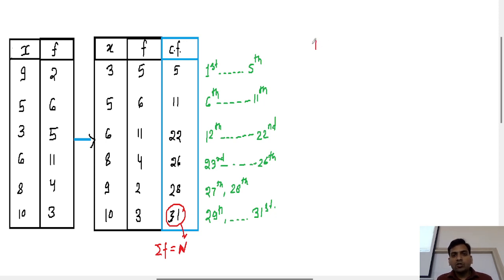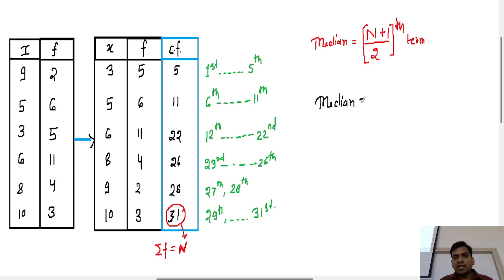Formula for median in case of discrete data. Median equals to N plus 1 upon 2. So the first task is what? Arrangement of data in ascending order. Second task is cumulative frequency, and next task is N. No need to write this, this is only for explanation. Done? Okay.